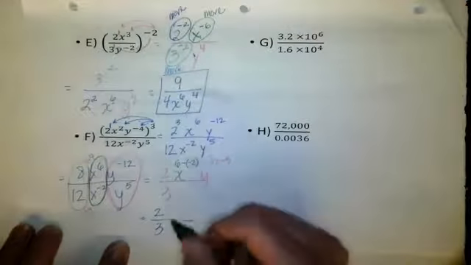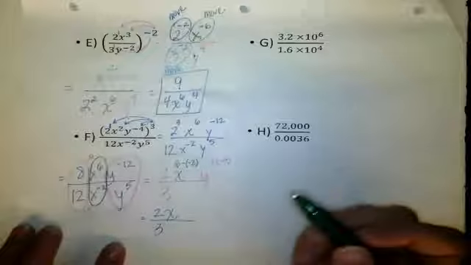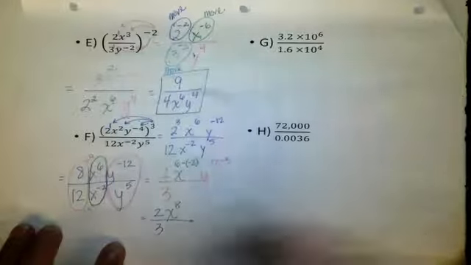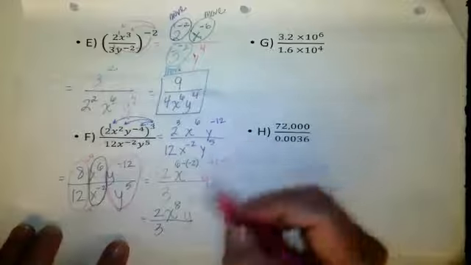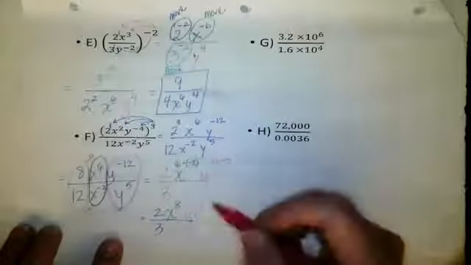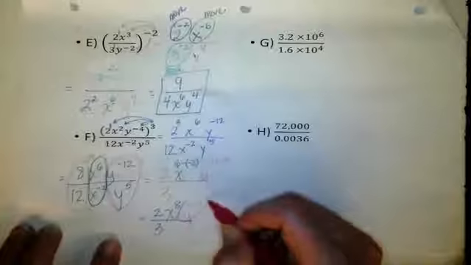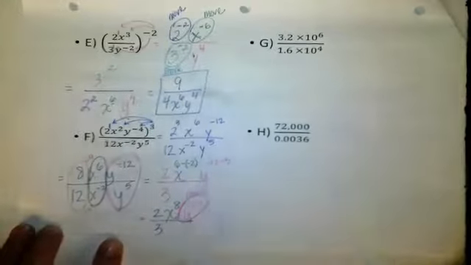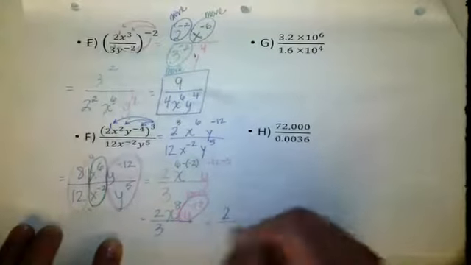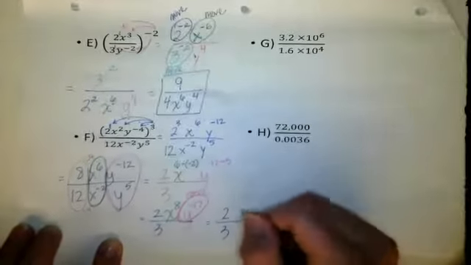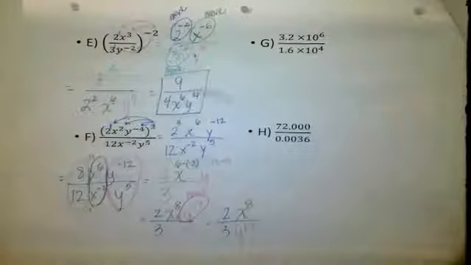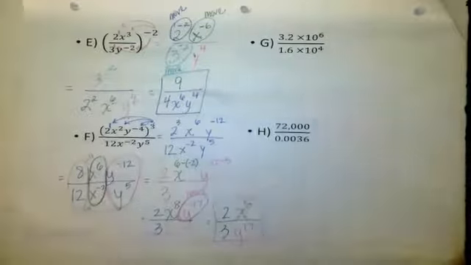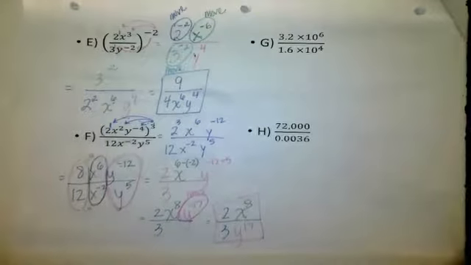So we get 2 over 3. We have x to what power? 8. And then we have y to what power? Negative 17. And what does y to the negative 17 want to do? Move, go downstairs. Yep. So we get 2 over 3. We have x to the 8th, which is perfectly happy upstairs. Y to the 17th is happy downstairs. Again, a lot of this you can probably do in your head a lot more easily. But that's not the purpose of notes.